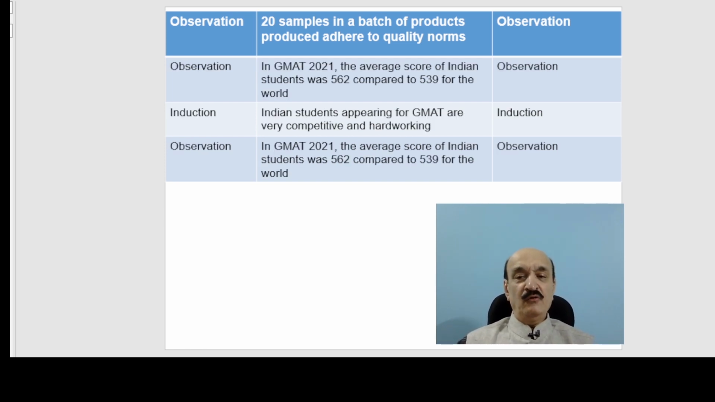In GMAT 2021, the average score of Indian students was 562 compared to 539 for the world. This is an observation. So what do we induce from this? Indian students appearing for GMAT, and only for GMAT, it cannot be extended to other exams. We are talking only and only about the GMAT exam, are very competitive and hardworking. That's the induction that we can really understand or observe or induce from this observation.